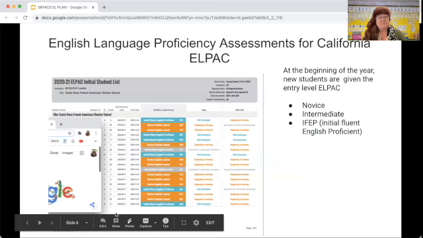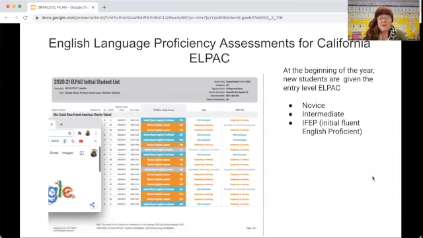The first thing that happens is when a student is initially registered at a school, part of the registration process is a document called the Home Language Survey. And basically, if any other language is noted on the registration form, even if it's spoken just by other adults in the home, the student is considered as potentially an English language learner.